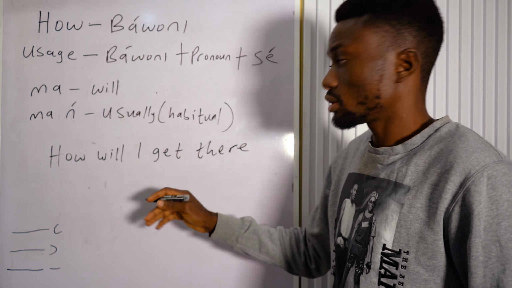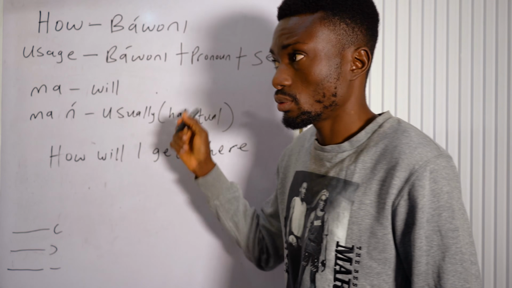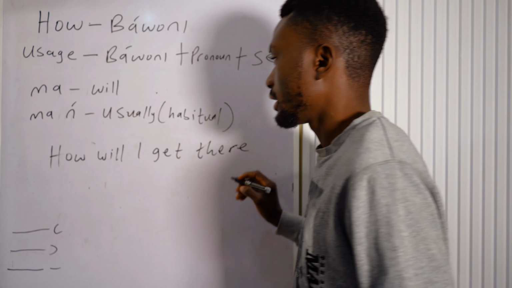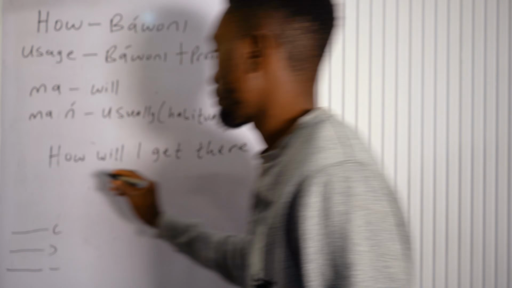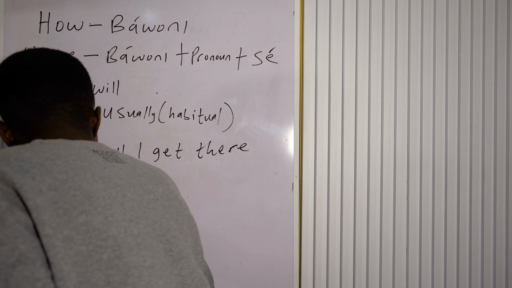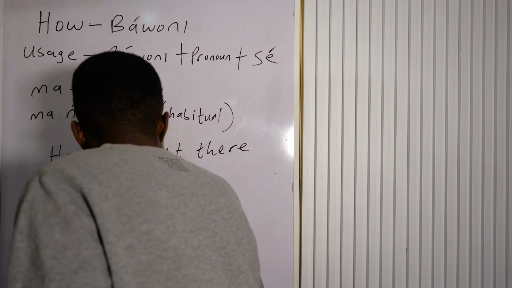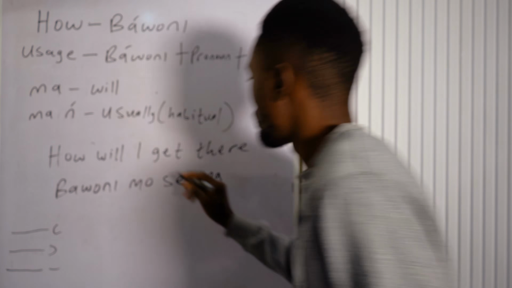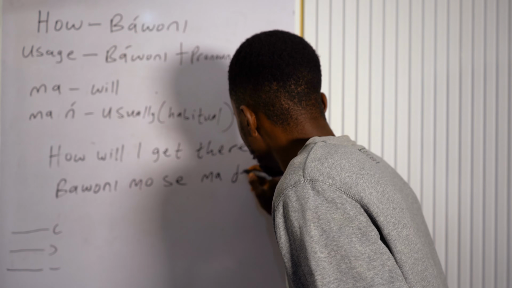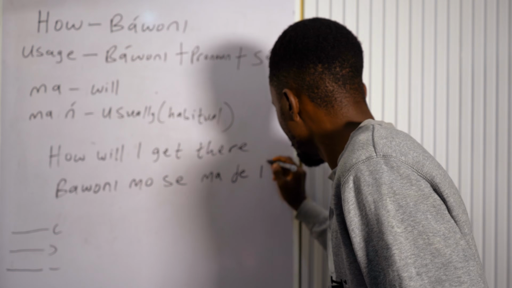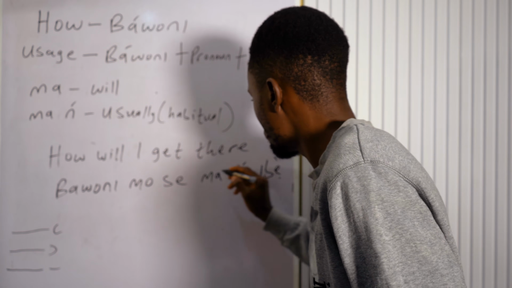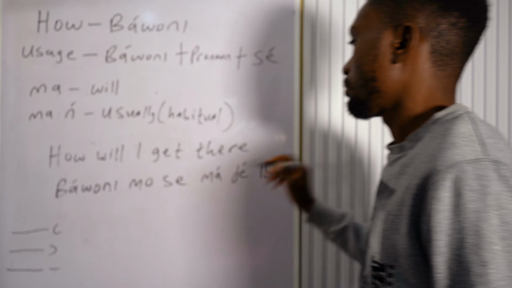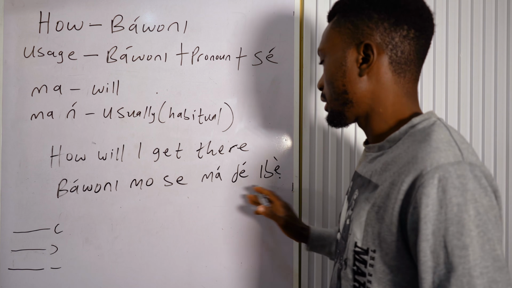So you can think you will remove this she, which is do, but in Yoruba, you are not going to remove it. It comes with how in usage. How will I get there? So báwo ni plus pronoun plus she. Báwo ni mo ṣe, and then we ma get dé ibẹ̀. Báwo ni mo ṣe máa dé ibẹ̀?